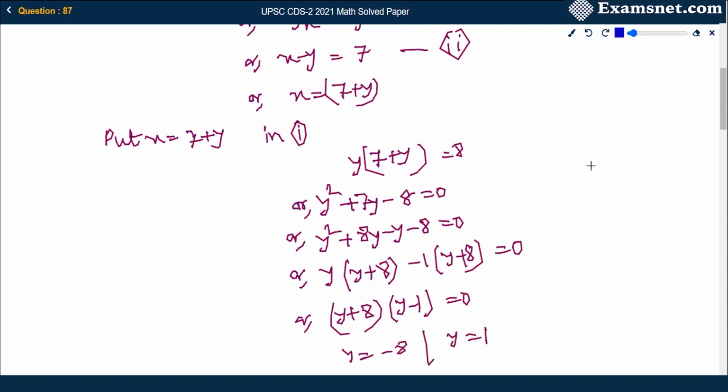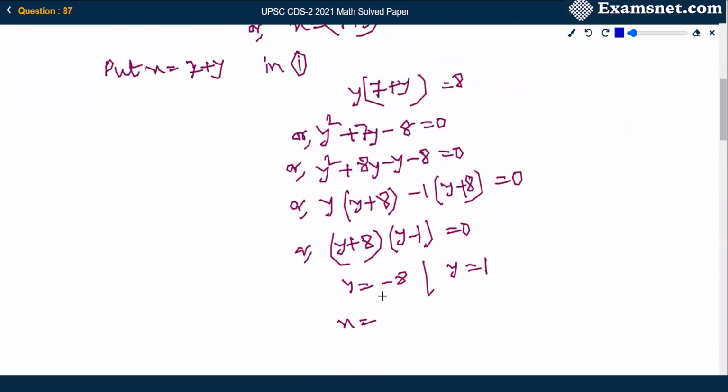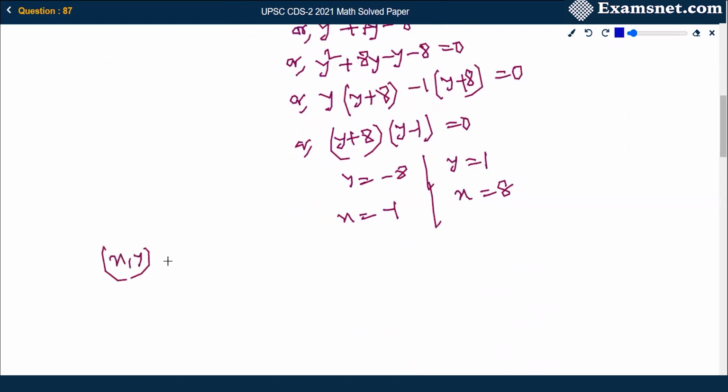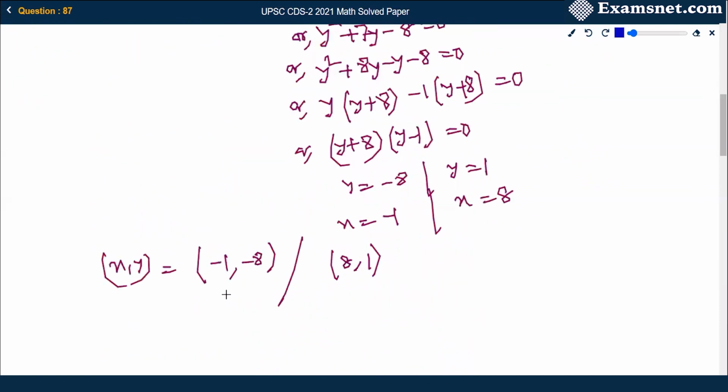If y is minus 8, then x will be minus 1, and if y is 1, then x will be 8. These are the combinations. So we get x comma y either minus 1 comma minus 8 or 8 comma 1. But look, we will build up a number, right? These are the digits, so digits of a number can't be negative, right? So we won't consider this case; we will only consider the other case because digits of a number can't be negative.